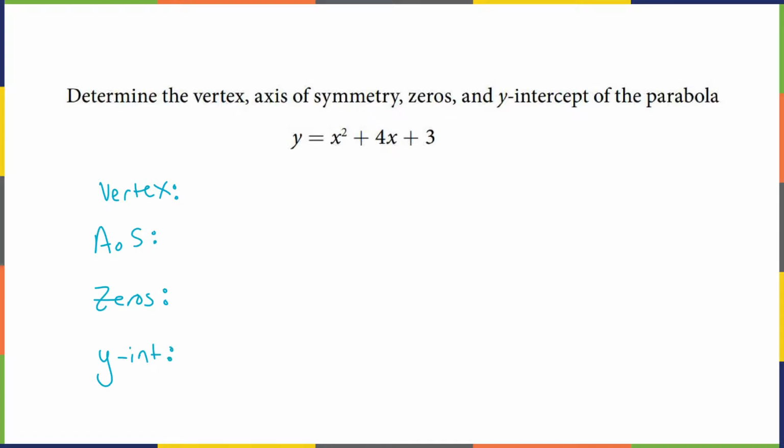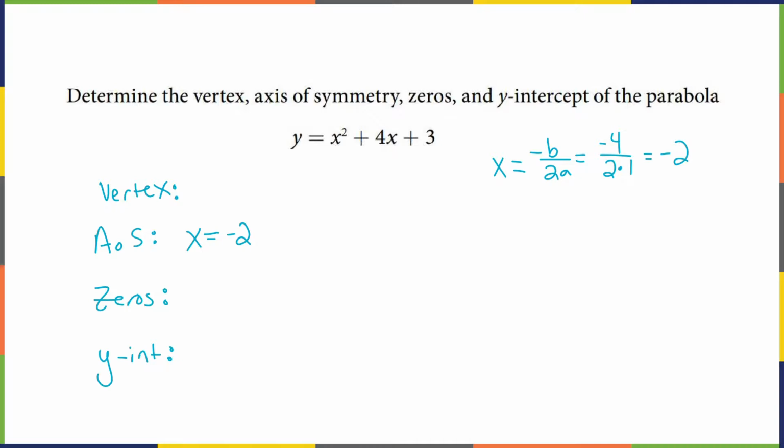So for me, I started by finding the axis of symmetry. To do that, I did x equals negative b over 2a, that formula we talked about before. In this case, that's negative 4 over 2 times 1. Negative 4 over 2 is negative 2. So my axis of symmetry is x equals negative 2. Again, don't forget your x equals.